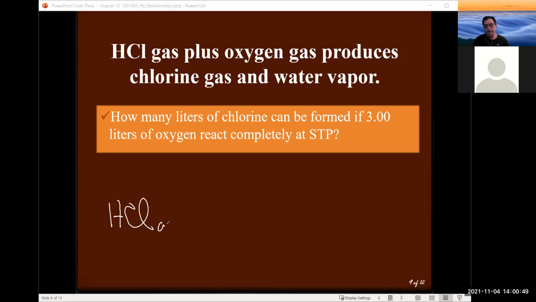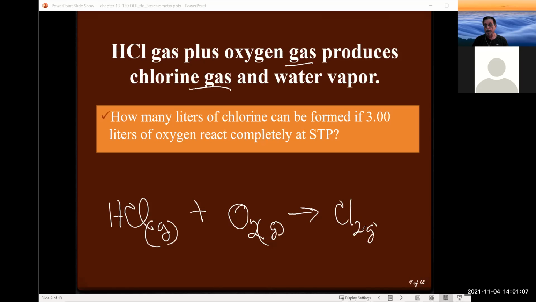HCl gas plus oxygen gas, keyword oxygen gas is diatomic, produces, which is the arrow, chlorine gas, again diatomic, plus water, which is H2O, but then they add vapor. So that means that everything here is in gas phase.